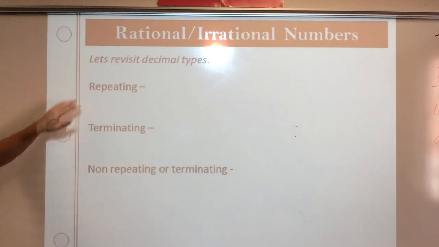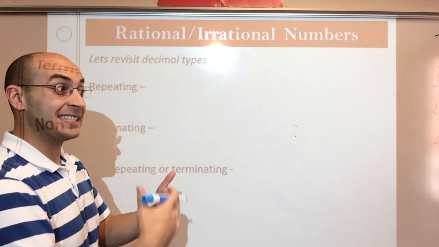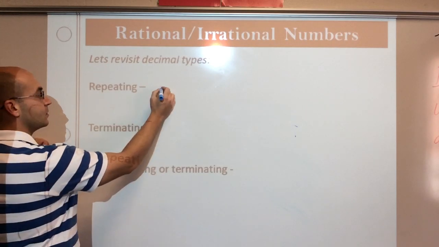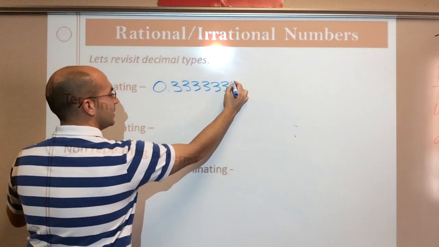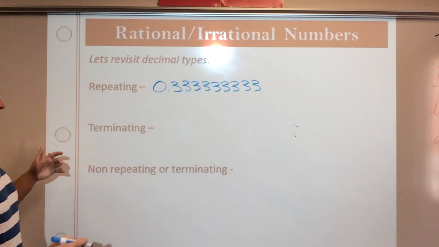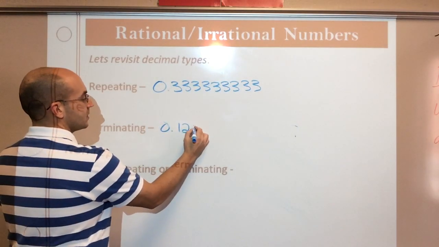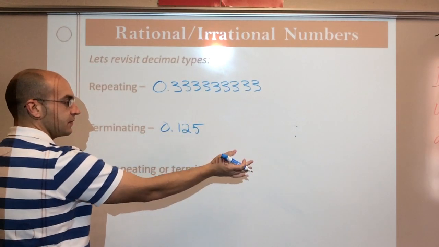I want to revisit some decimal types, and I know you probably already know this, but this is going to be helpful for this unit, at least the first part. We've got repeating decimals. Okay, so we just did 1/3, right? It's going to repeat forever and ever. Tell me when to stop. Got it. Heard you. Terminating. Let's go with the typical one, 1/8, right? So 0.125. Bam. It stops. It terminates. It doesn't go any further.